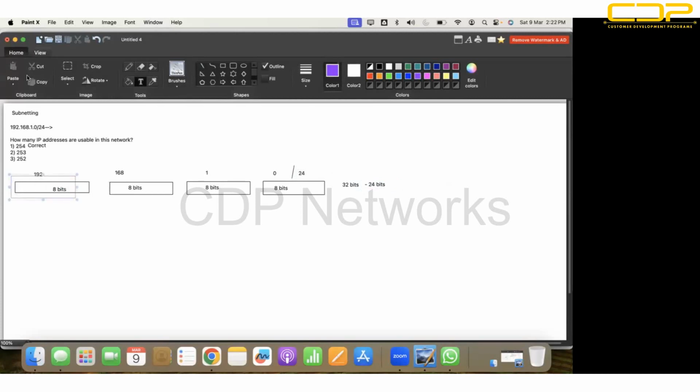Sorry, guys, my bad. So this 192 is given to network, this is also given to network, and this is also given to network. This is your N bit, this is also your N bit. N stands for network. Then the only thing pending for us is the host bit, the H. H is equal to host.